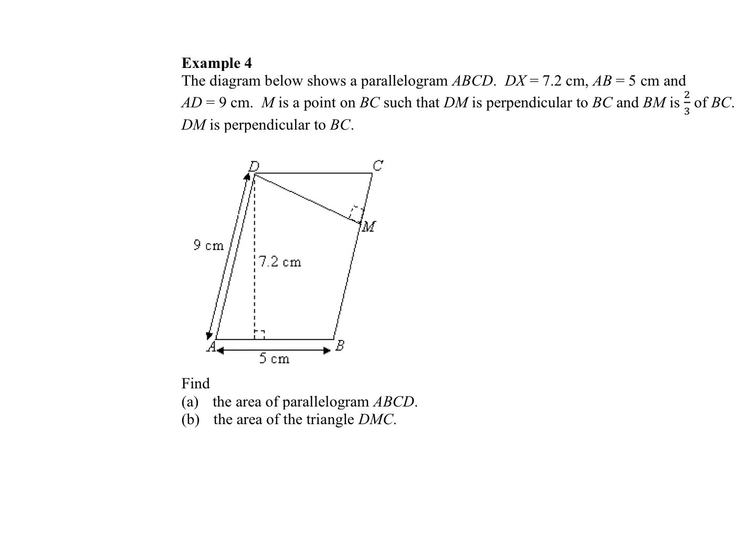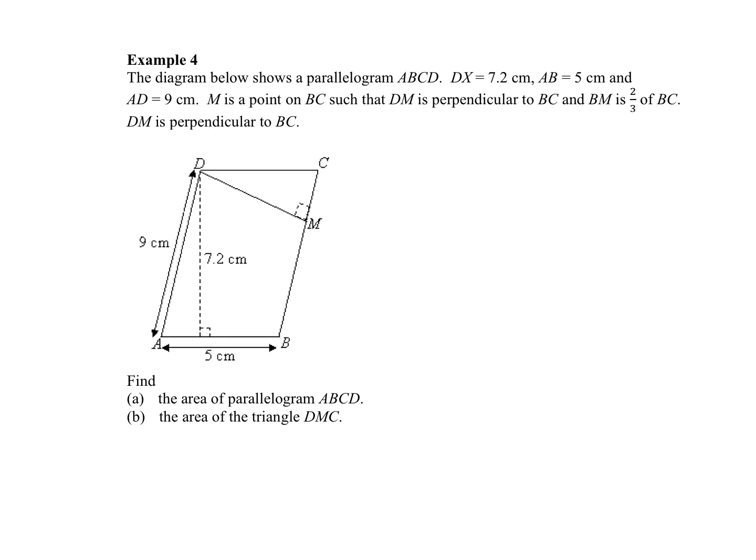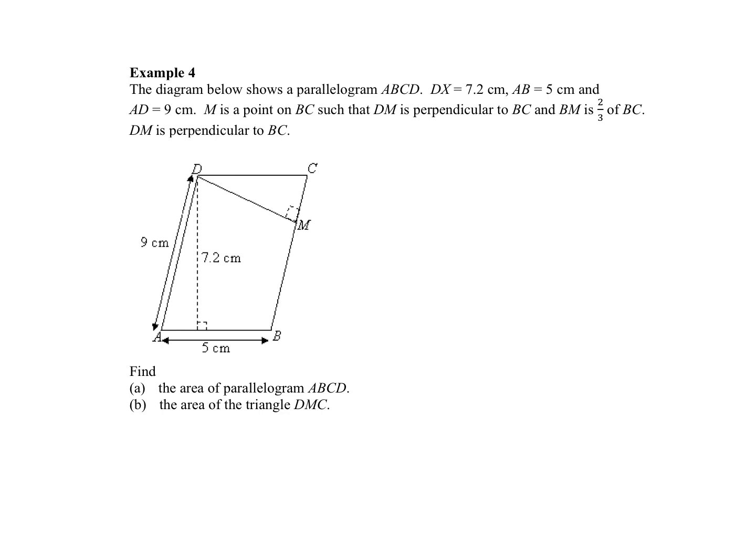Question 4. The diagram shows a parallelogram. dx. Where's dx? There's no x. They say dx, so that means this part here is x. Let's write our own x on the diagram. Then AB is 5 cm, AD is 9, M is a point on BC such that DM is perpendicular to BC.